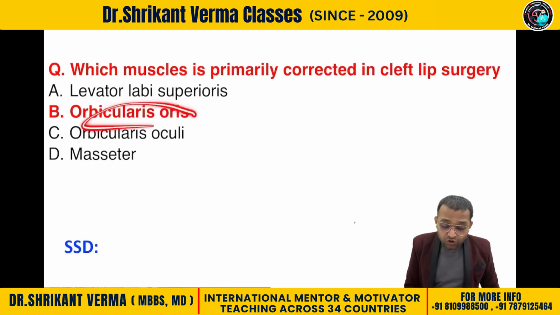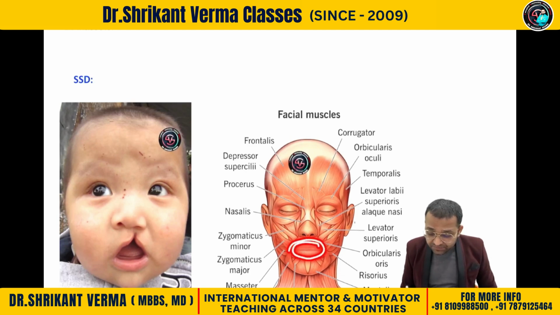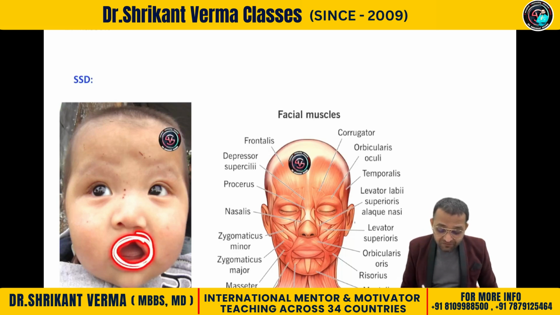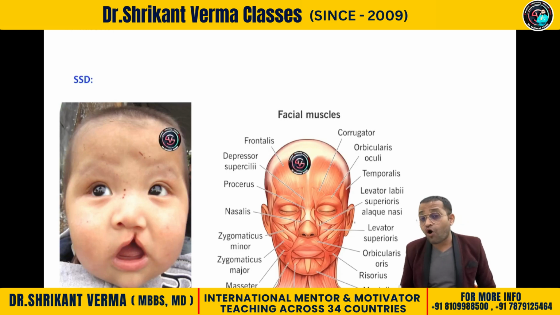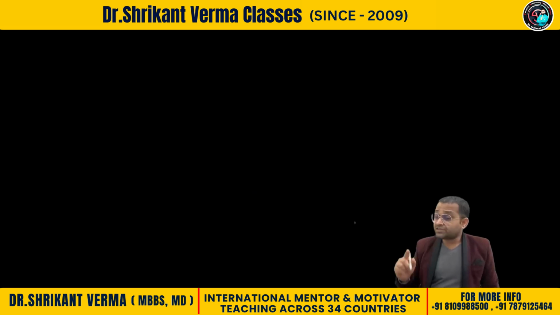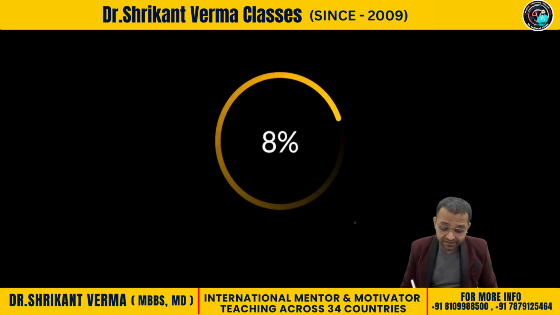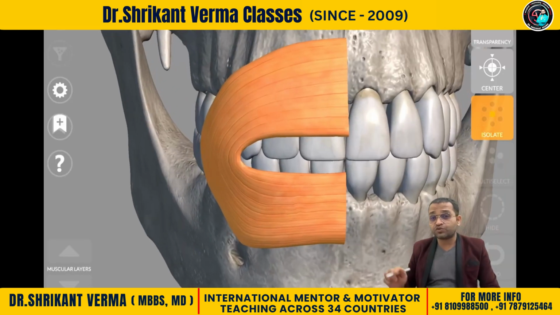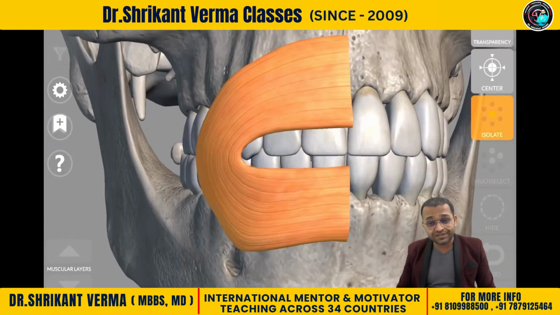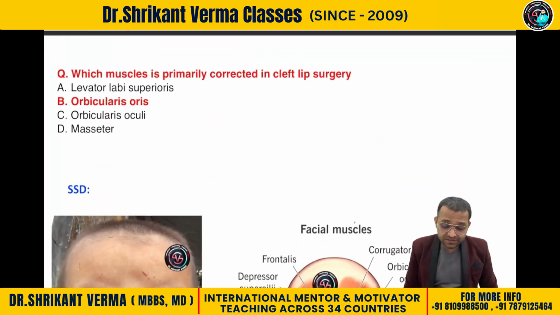But orbicularis oris, yes, during the class I taught you the orbicularis oris is an orbital-shaped muscle around the oral opening. So in case of the cleft lip, there is a problem in this orbicularis oris muscle. So remember this one, sir, there is the cleft lip, so this orbicularis oris muscle is getting damaged. There is a problem in its three-dimensional orientation. So first you have to suture this particular muscle. Definitely, without any doubt, the answer is the orbicularis oris.